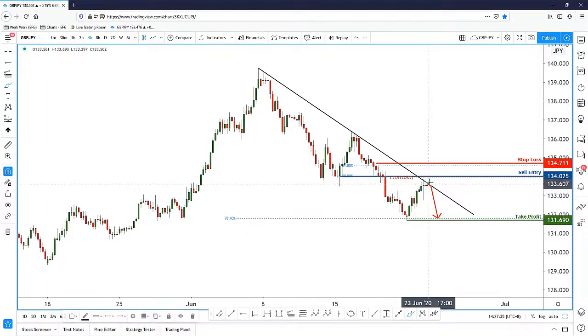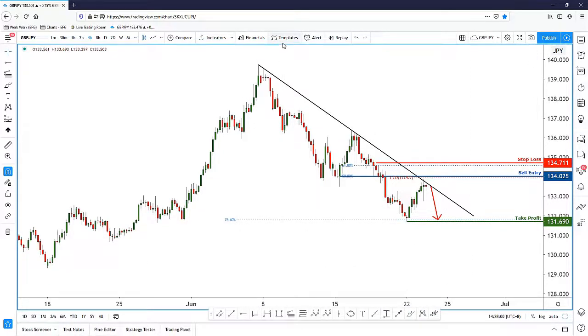Now, should price break above this trend line and go up to the stop loss, it will mean two things. Price has broken above a key Fibonacci level, and price has also broken above this descending trend line. So these two tell us that there's a reversal in place. By the time price is above the stop loss, it will be clear without a doubt that price has reversed. Then I will possibly look to go long and play upwards instead.